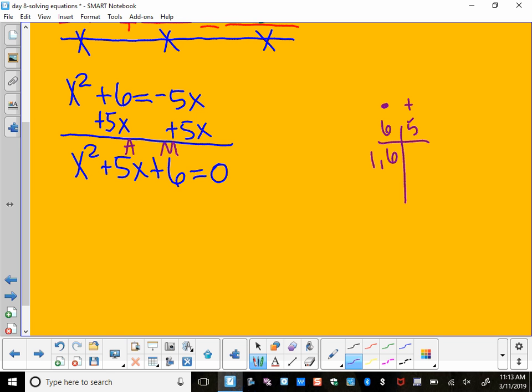Okay, so 1 and 6 is a pair that everyone says. It works for multiplying, but if I add it, I get 7. That's not what I need, right? 2 and 3: if I multiply, I get 6. If I add, I get 5. So that's the best one. So let's go ahead and write this in. We have (x + 2)(x + 3) = 0.